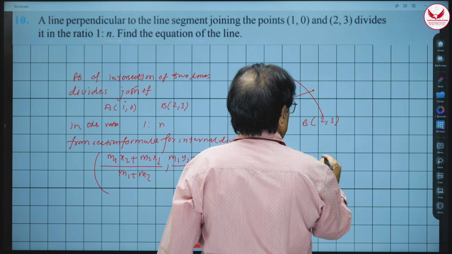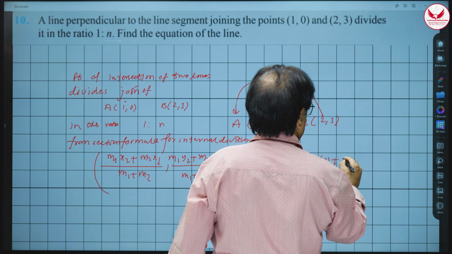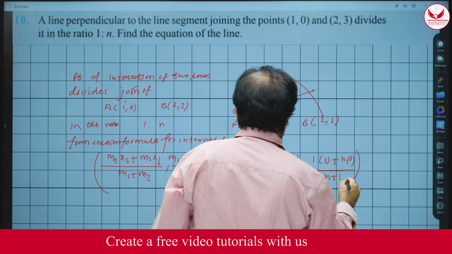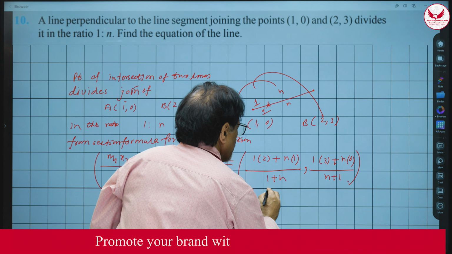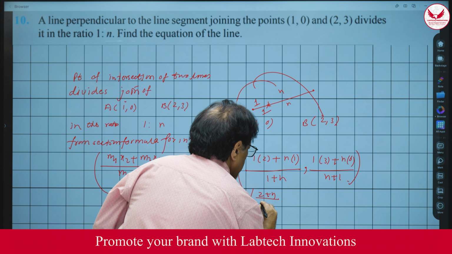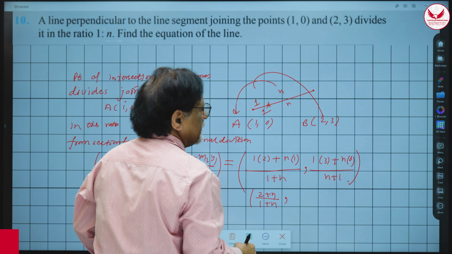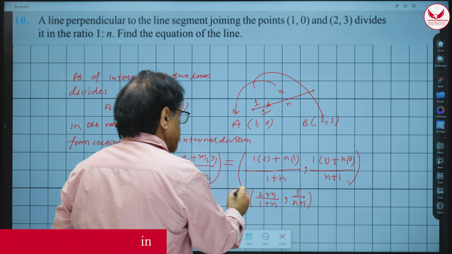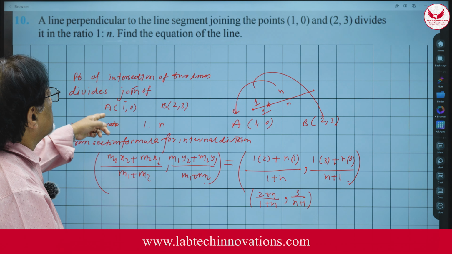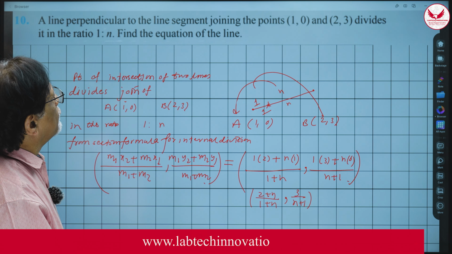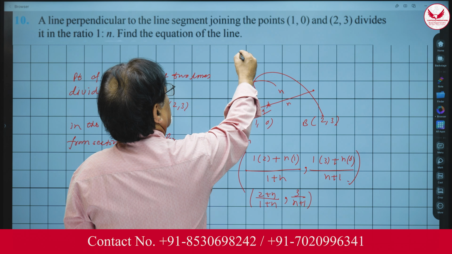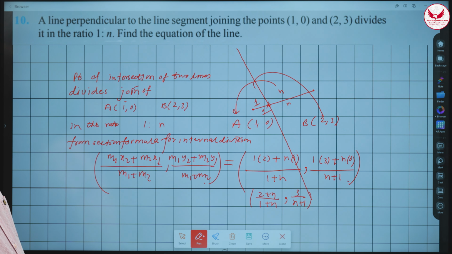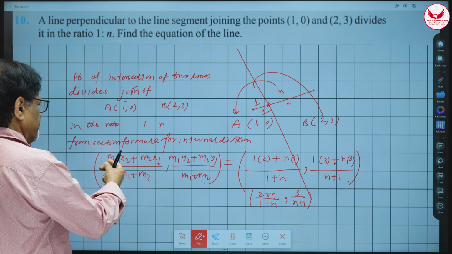Similarly, 1 multiplied by y coordinate of B plus n multiplied by y coordinate of A, divided by n plus 1, correct? So if you simplify this, this is 2 plus n divided by 1 plus n, comma, 3 upon n plus 1. So this is the point of intersection, right? And we want to find out the line joining these which passes through perpendicular to this, okay? Perpendicular to this means what? The product of the slopes is -1, okay?